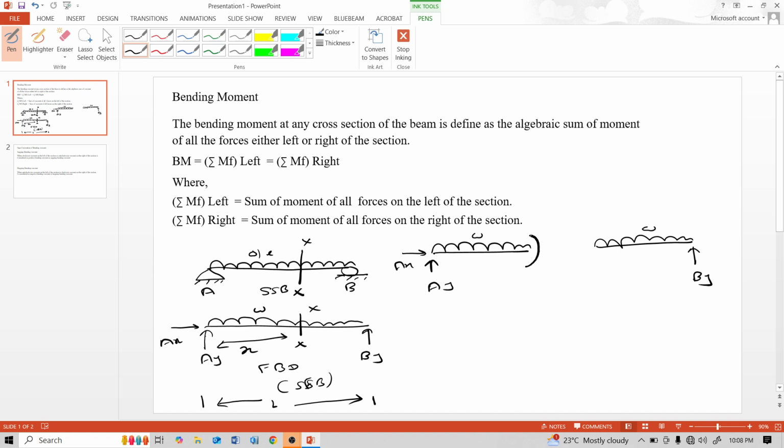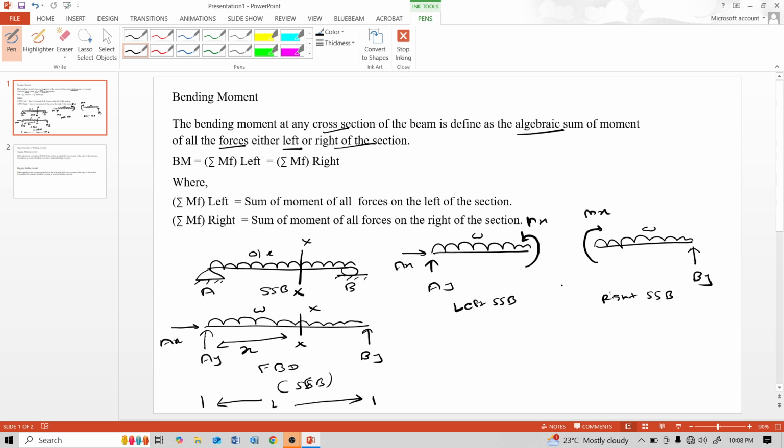See here, anti-clockwise moment Mx and here clockwise moment Mx generate. By definition, the bending moment at cross section XX, this Mx generated at cross section XX, is defined as the algebraic sum of moment of all the forces either left or right of the section. So this is the left side of the simply supported beam and this is the right side.